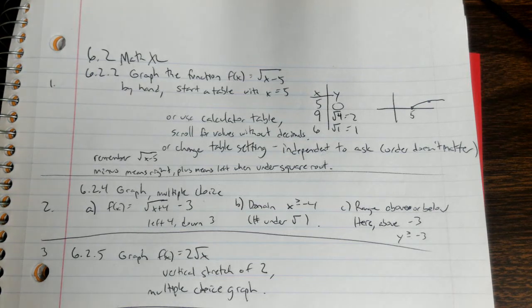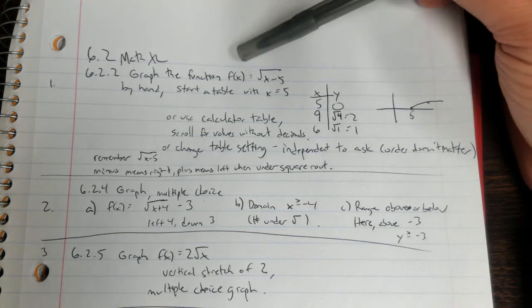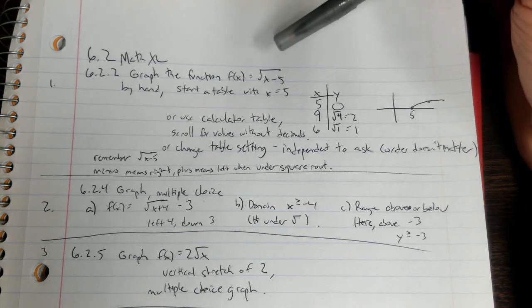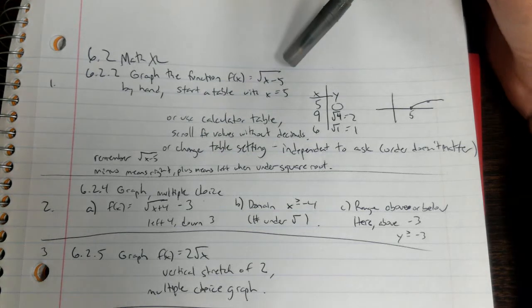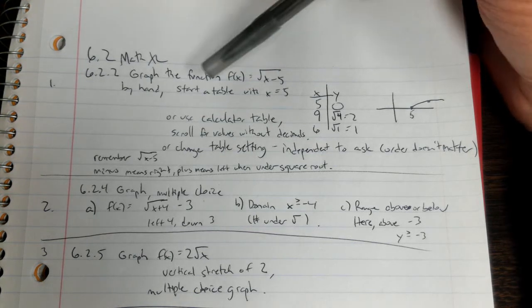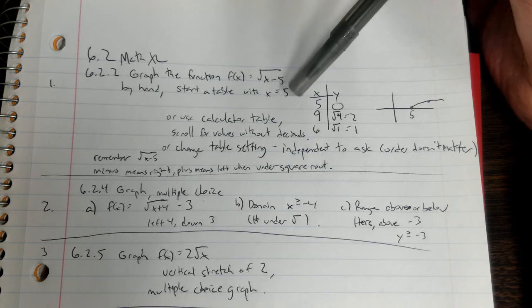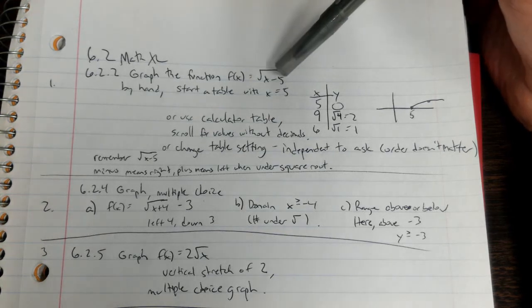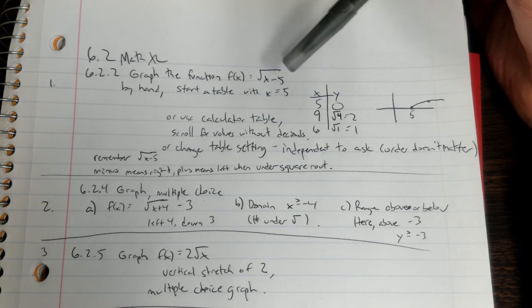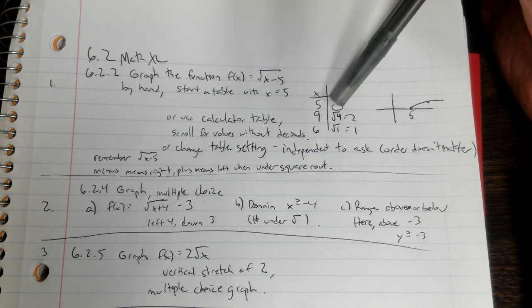So the first one says graph the function f of x equals the square root of x minus 5. If you're doing this by hand, like when you are not allowed a calculator on part of the SAT test, you would want to start a table with x equal to 5, because you know 5 minus 5 is 0, and that would be the smallest one. So then you'd say 5, 0.